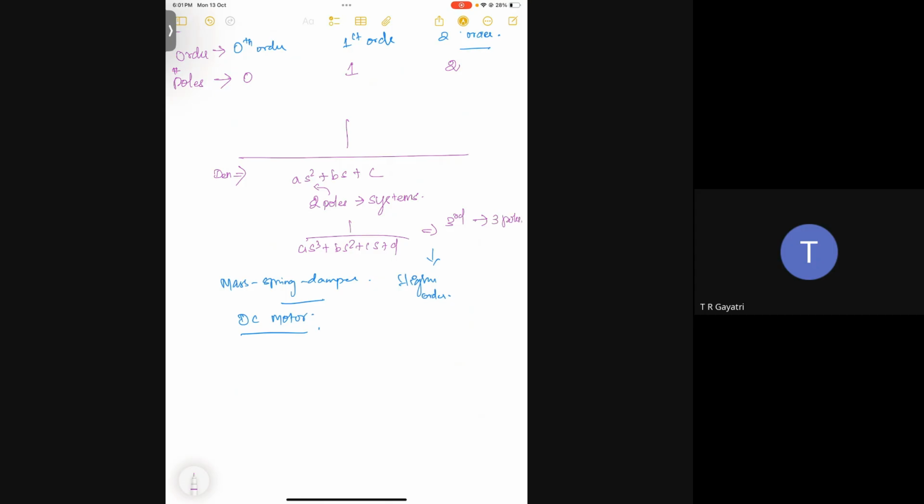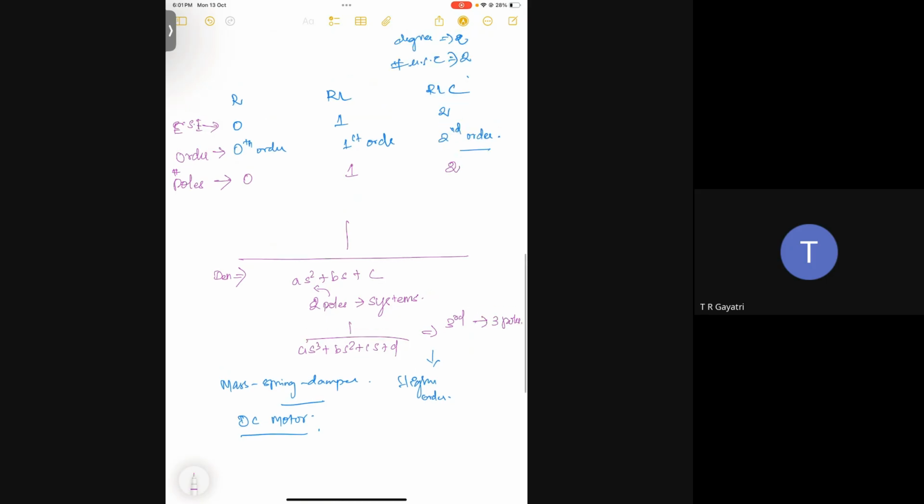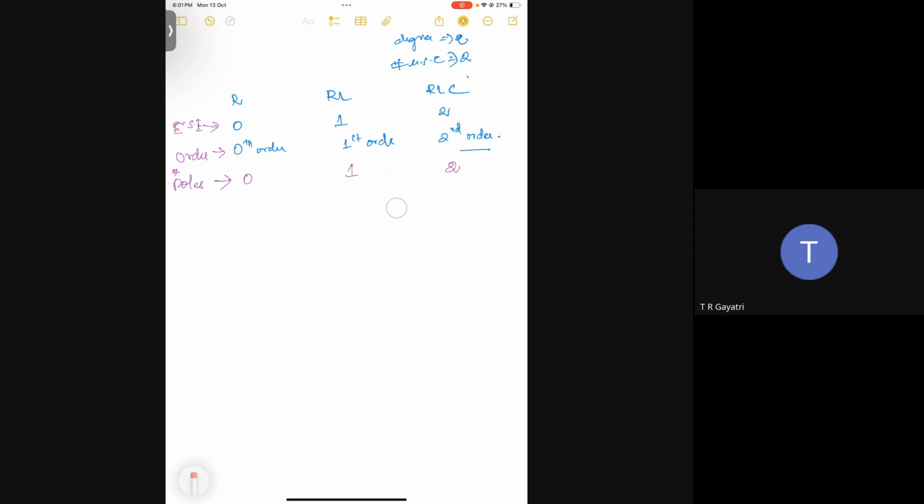Any doubt in this? So the energy storage element, order of the system, poles of the system, everything is the same. If you have any doubt, please unmute and ask. Now, I want to say s cubed plus bs square plus cs plus d. So I can say there are 3 poles, as the highest order of the system is third order.